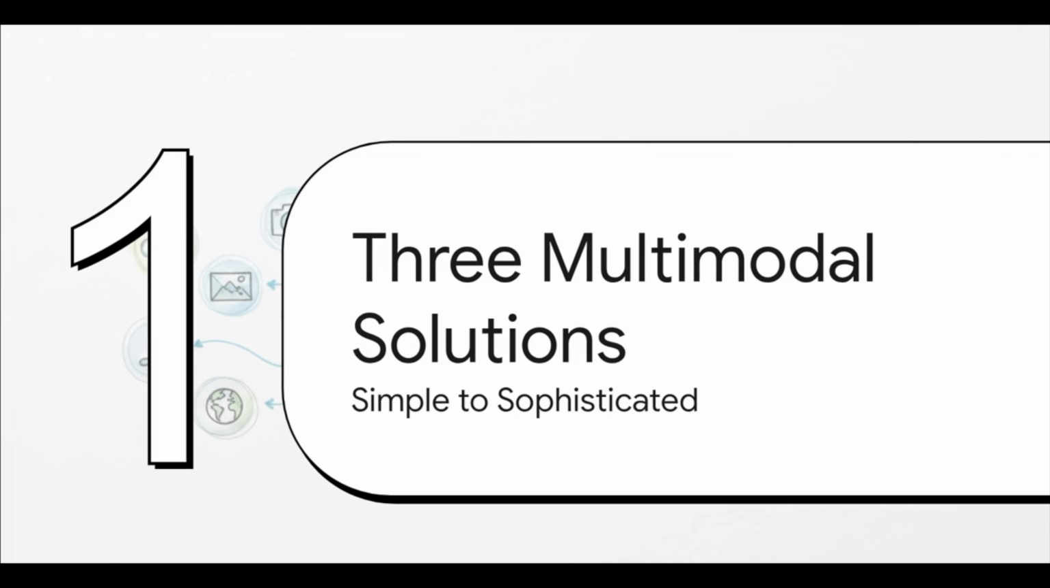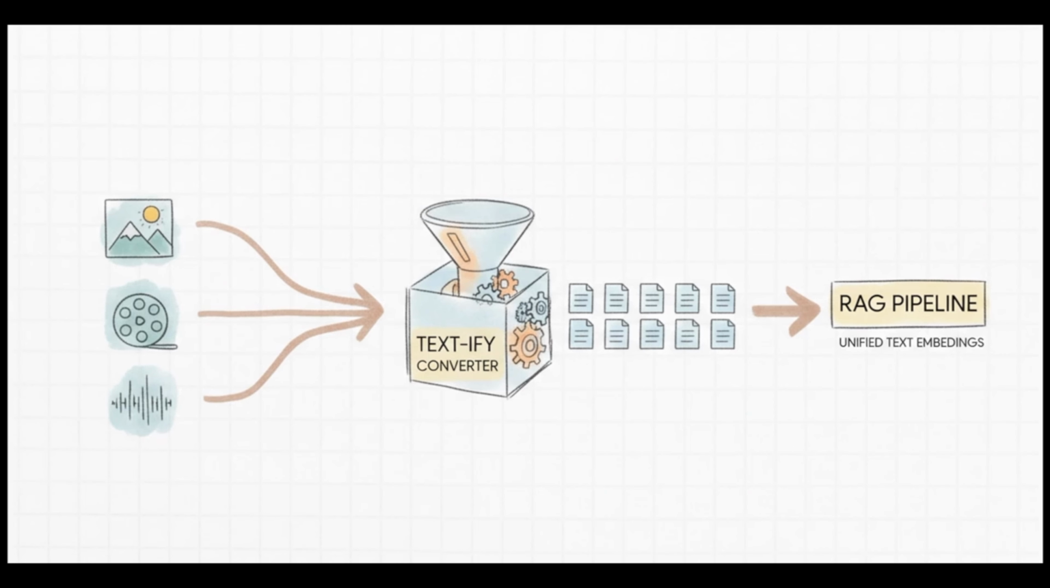So the big question is, how do we get around this? Well, there are basically 3 main strategies engineers are using, and they range from kind of simple to really sophisticated. Let's start with the most straightforward one. Okay, approach number 1 is, well, pretty much exactly what it sounds like. We call it textify everything. The idea is to just turn everything into text and shove it into that classic RAG pipeline we just talked about. It's a pretty clever way to avoid rebuilding the whole system.